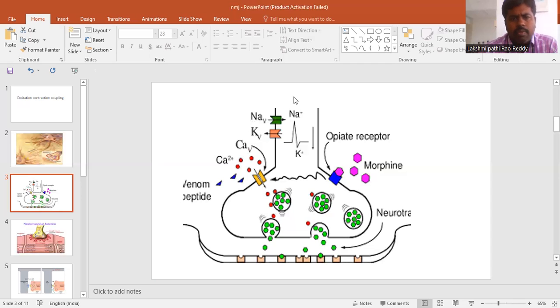So the action potential, when it reaches the nerve terminal, causes opening of the calcium channels. Calcium binds with the vesicles, and vesicles are moved toward the surface, and it causes release of the neurotransmitter. The neurotransmitter binds with the postsynaptic membrane, and it causes rapid influx of sodium ions.